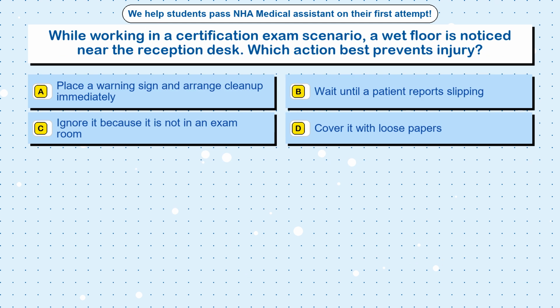Question 26. While working in a certification exam scenario, a wet floor is noticed near the reception desk. Which action best prevents injury? Option A. Place a warning sign and arrange cleanup immediately. Option B. Wait until a patient reports slipping. Option C. Ignore it because it is not in an exam room. Option D. Cover it with loose papers.